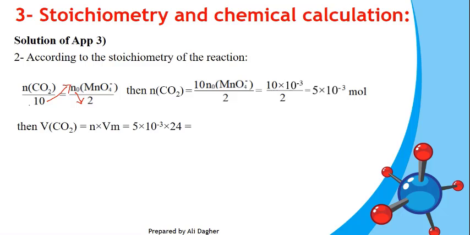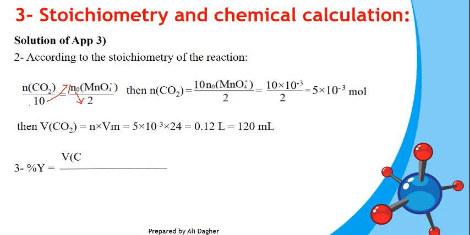Then volume of CO2 equals number of mole times Vm, 5 times 10^-3 times Vm, 24 liter per mole given, equals 0.12 liter or 120 milliliter. We multiply by 1000 to transform the unit from liter to milliliter.